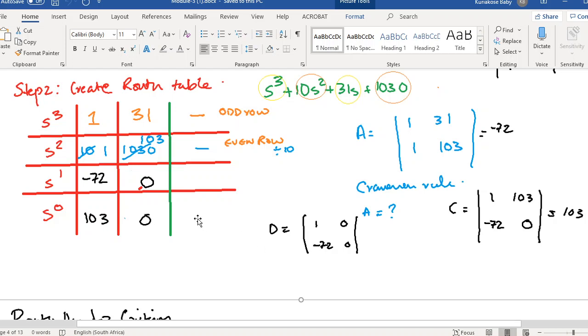Then in the second cell of s raised to 0, we do it by writing down the values that determine this one. So it will be 1, 0, minus 72, 0. When you calculate that, you get 0 minus 0 divided by minus 72, which is 0. So in doing this, we have created the Routh table. I want you to take your time and try to do this very same example to see if you understand.